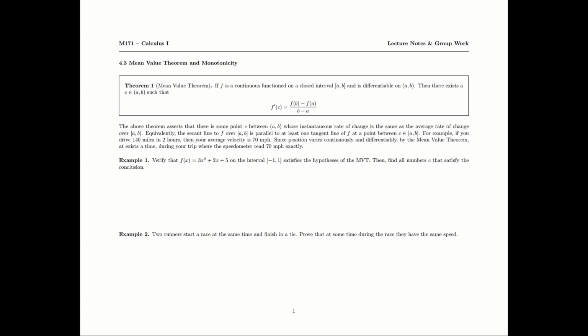The mean value theorem, its statement is right here. Essentially, the hypotheses are that we have a function that is continuous on a closed interval, and it is differentiable on the open interval. This is really a technicality. It's not that it has to lose differentiability at the endpoints.